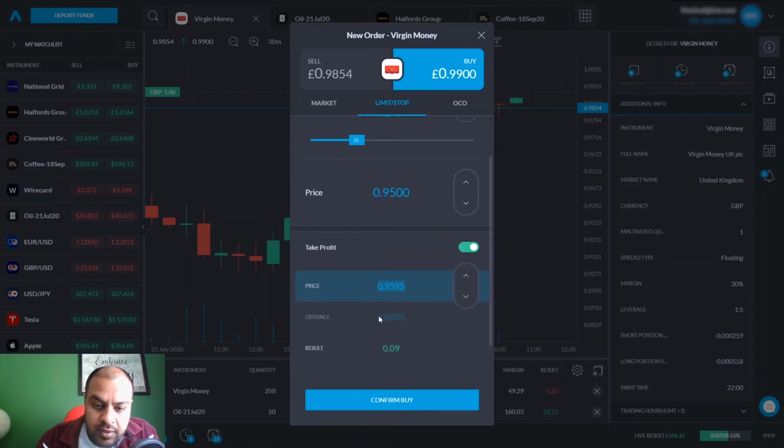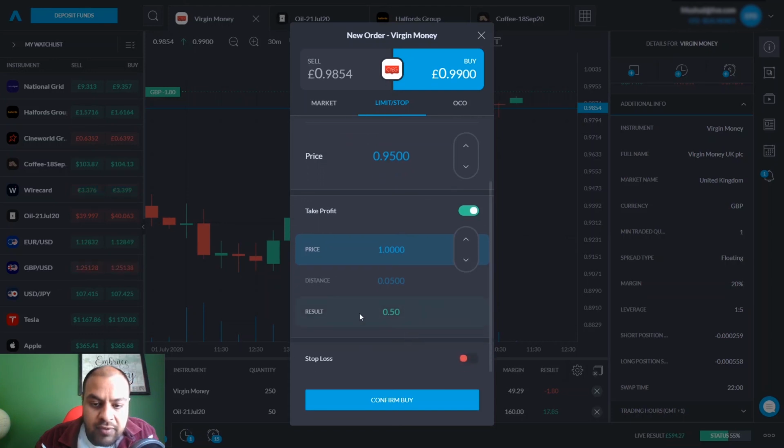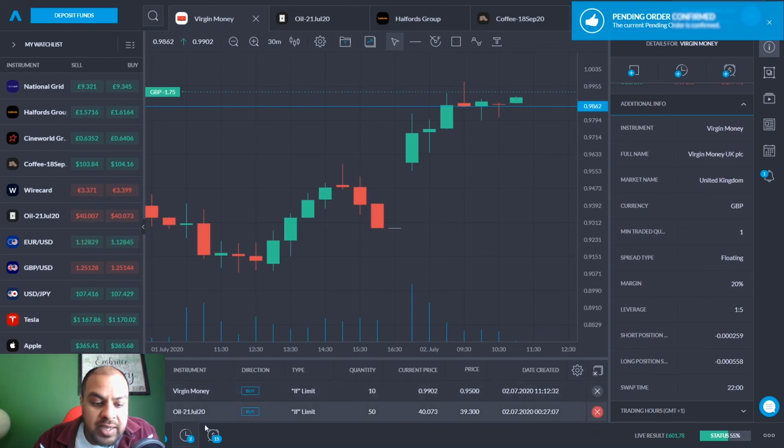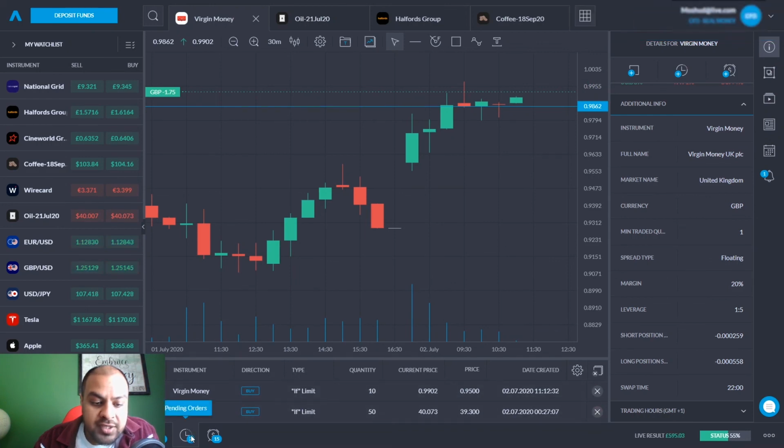Let me do that again. So when it gets to £1, I want it to sell. So it's going to give me a profit of 50p, and I'll set a stop loss. So let's say if it gets to 90 pence, it's going to give me a loss of 0.49. It's going to take me out of that position. Confirm buy.